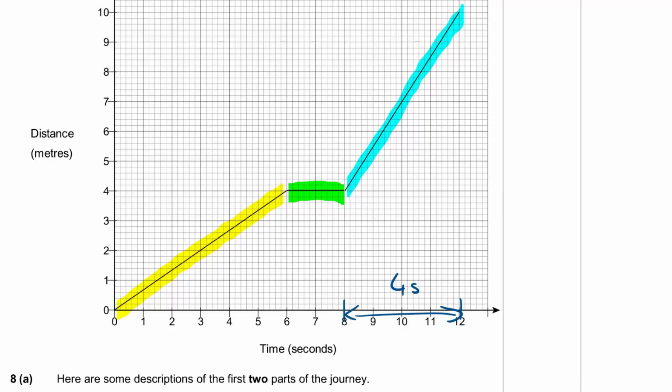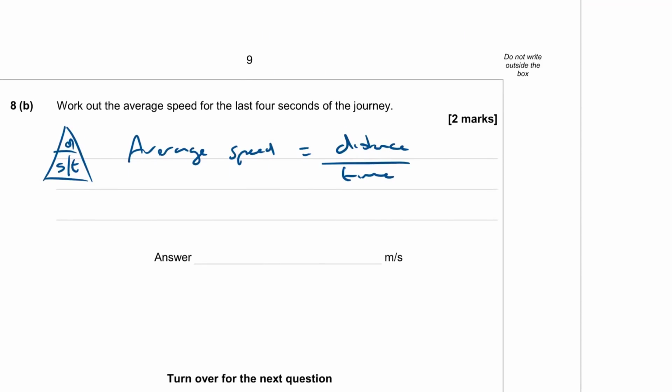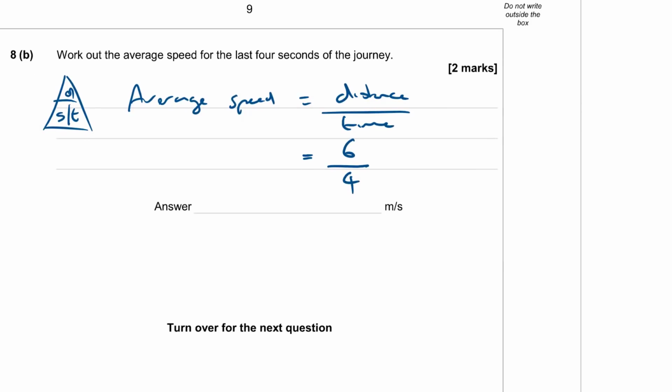And the distance traveled then is going to be the distance from 4 to 10, which is a distance of 6 meters. So it's gone 6 meters in 4 seconds. So then average speed is going to be our 6 divided by 4, which is 3/2 meters per second.